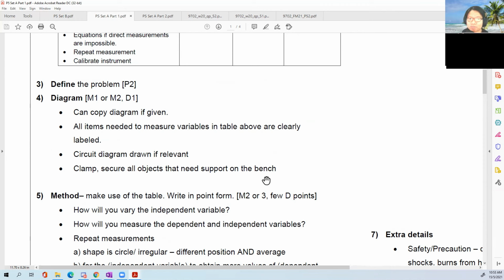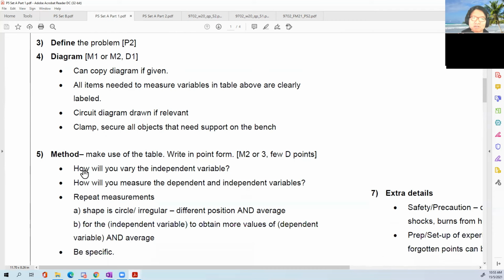Clamp and secure all objects that need support. Most things need a bit of support. If it cannot float, if it cannot stay there without your hand holding it, that means your retort stand is your hand. After that, use the table, then write in point form. How will you vary the independent variable? How will you measure the dependent and independent variables? What things do you use? Meter rule, voltmeter.